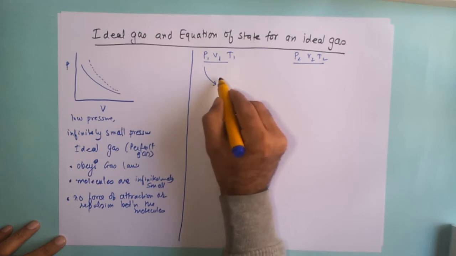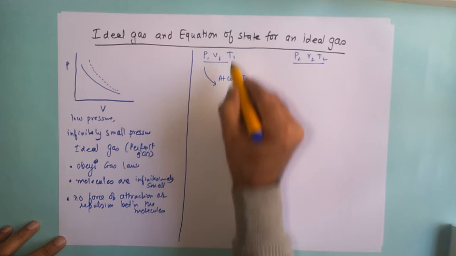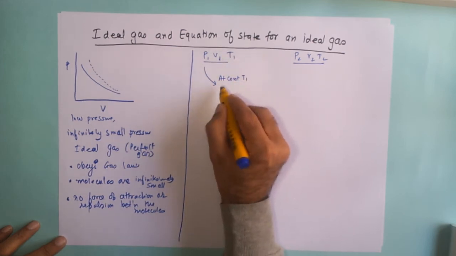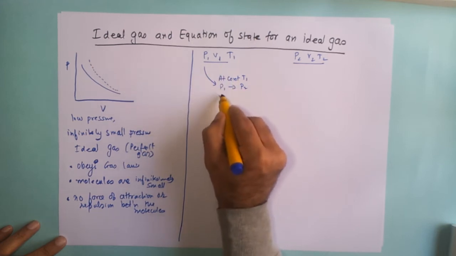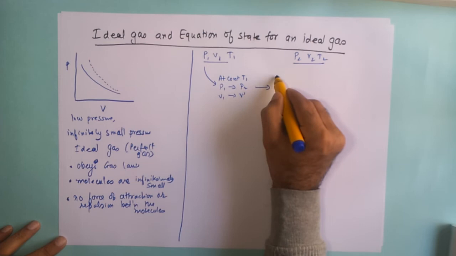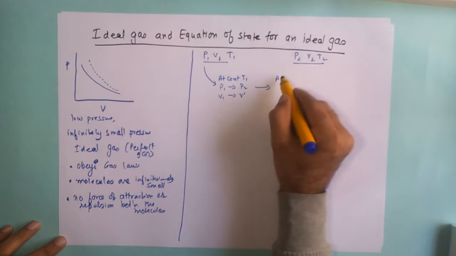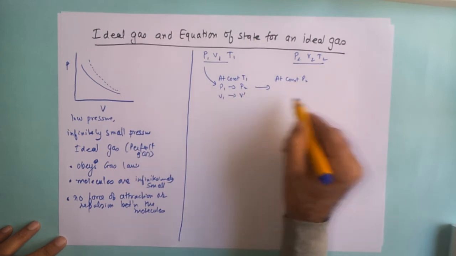In the first stage, at constant temperature T1, the temperature T1 is maintained constant, and pressure P1 is brought to P2 and V1 is brought to V dash. And in the second stage, P2 is already reached, so we'll keep pressure constant at constant pressure P2.